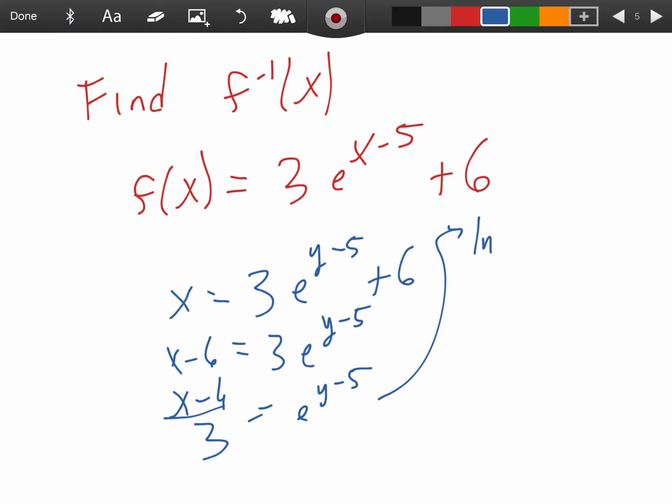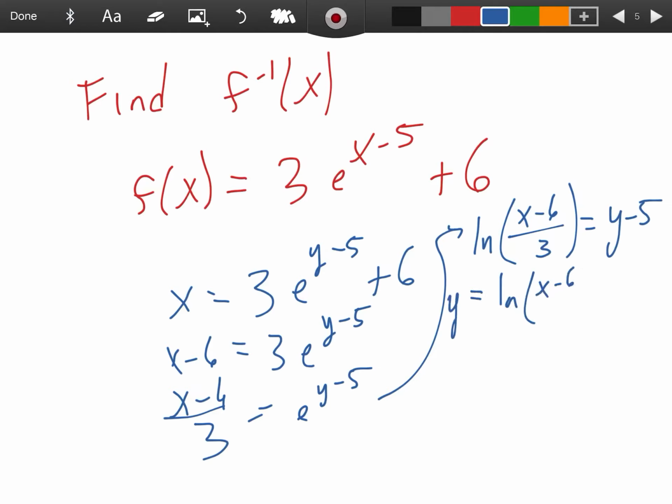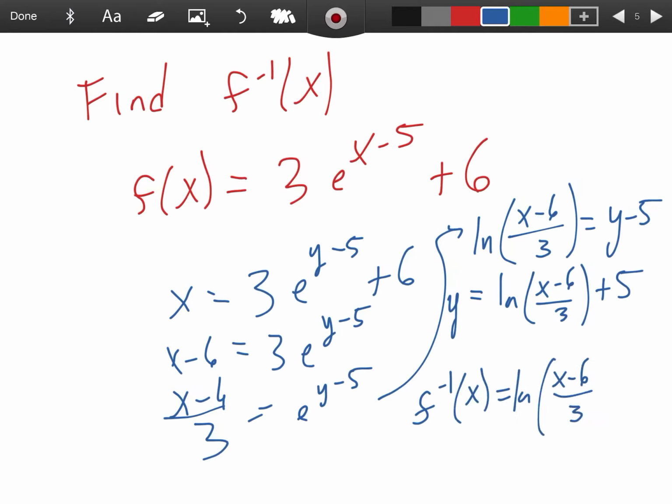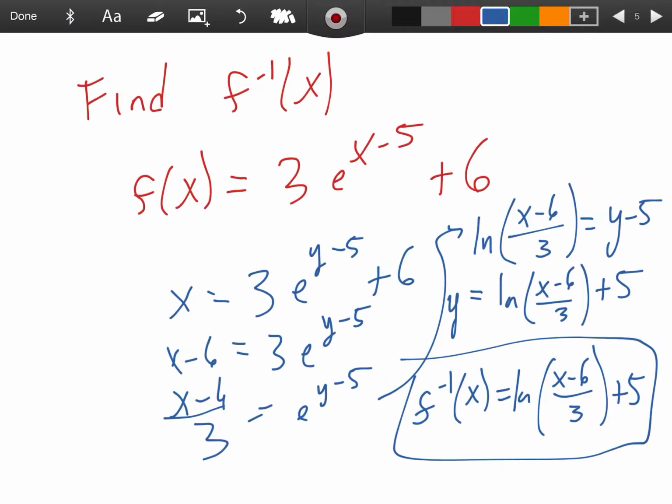Now I need to get rid of this e, so I'm going to take the natural log of both sides. So the natural log of (x minus 6 over 3) is equal to y minus 5, and I'll finish it out by adding the 5 over. So natural log of (x minus 6 over 3) plus 5. Then I just need to write that as f inverse of x, and ba-boom, I am done. And we should be able to go in both directions with these problems. So best of luck.